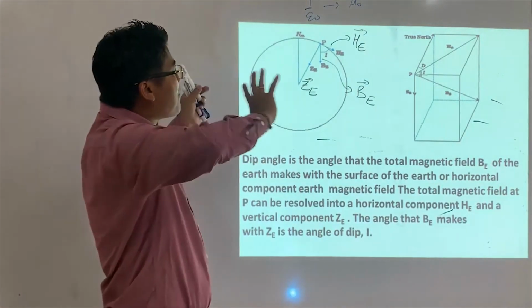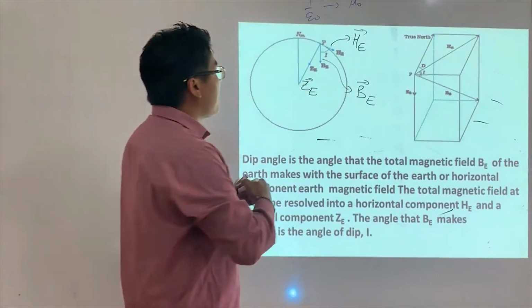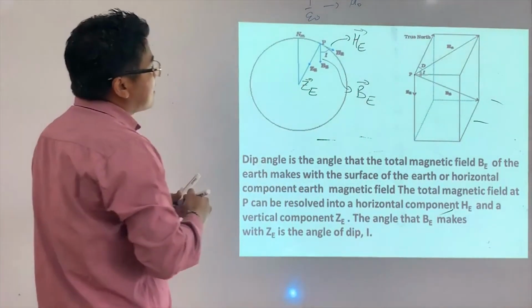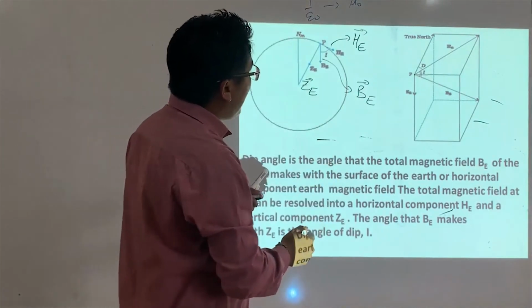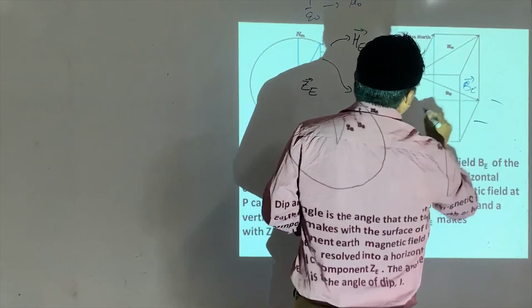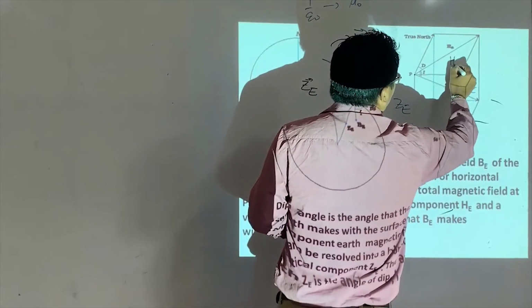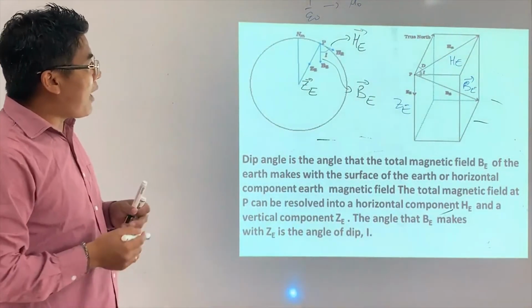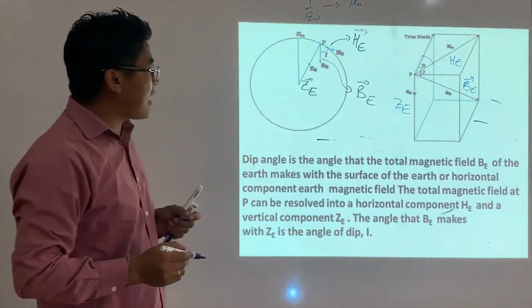So this is our three-dimensional diagram. I will show you this. This is a point P, and here you have the north pole. This is the total Earth magnetic field, this is the vertical Earth magnetic field, and this is the horizontal Earth magnetic field. Now this angle is what we call the angle of declination.